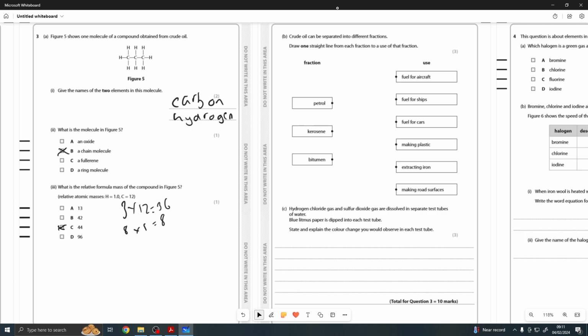Right. Crude oil can be separated in many fractions. This is a very common kind of question. They're just asking what a fraction is and what use of that fraction is, and some of these are easier than others. Now, can I just say, when you do this, please don't draw a line like, whee. Can you just do a straight line?